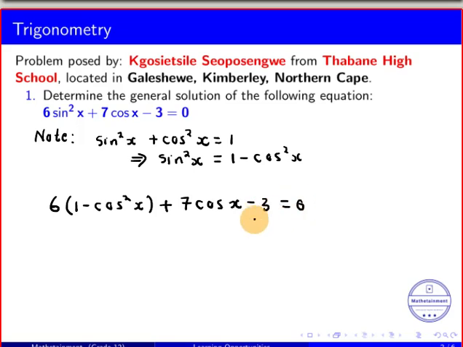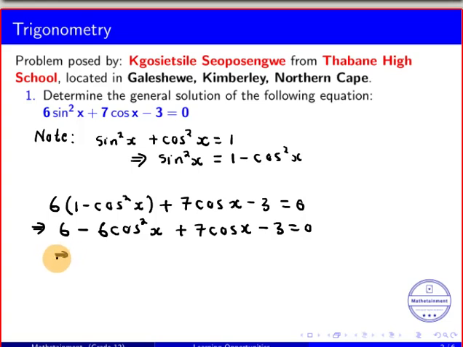0. This was helpful in a sense that we have managed to make this equation sound the same. So now the only trigonometric ratio that we are going to pronounce here is cos x. We are no longer pronouncing sine x. So we have written everything in terms of cos x. So let's go ahead and remove this bracket. So this is 6 minus 6 cos squared x plus 7 cos x minus 3 equal to 0.